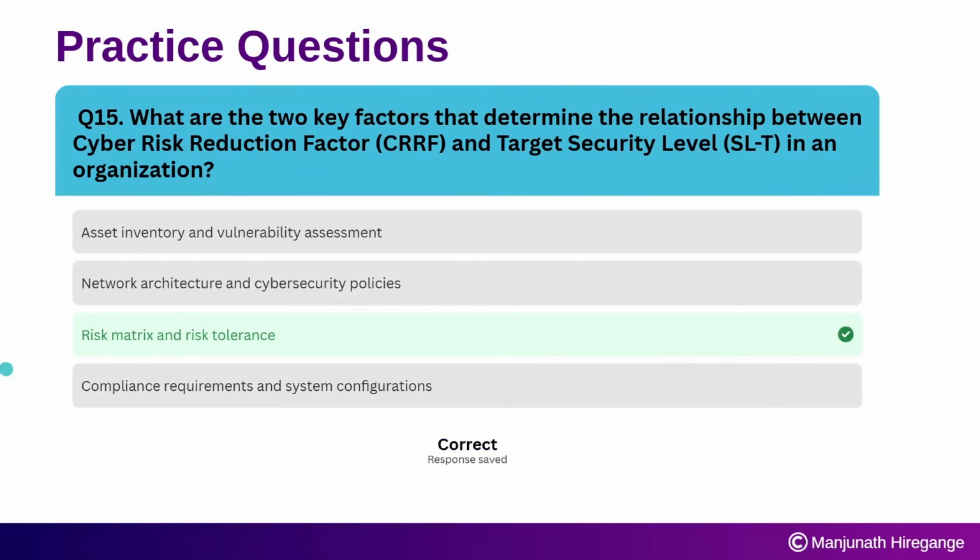Here, asset inventory and vulnerability assessment are important for risk analysis, but don't define any CRRF and SLT. Network architecture and cybersecurity policies influence security implementation, but don't set any risk reduction factors. And compliance requirements help meet standards but do not directly establish any CRRF and SLT.